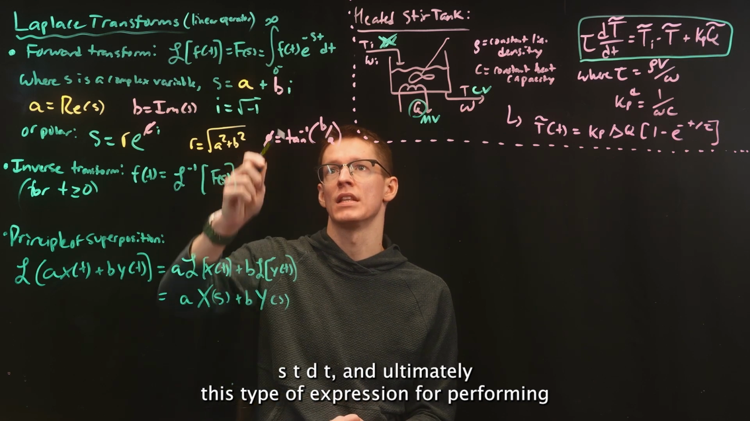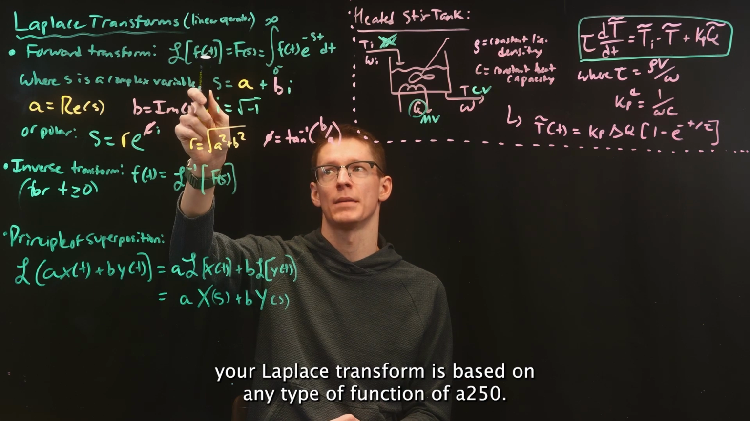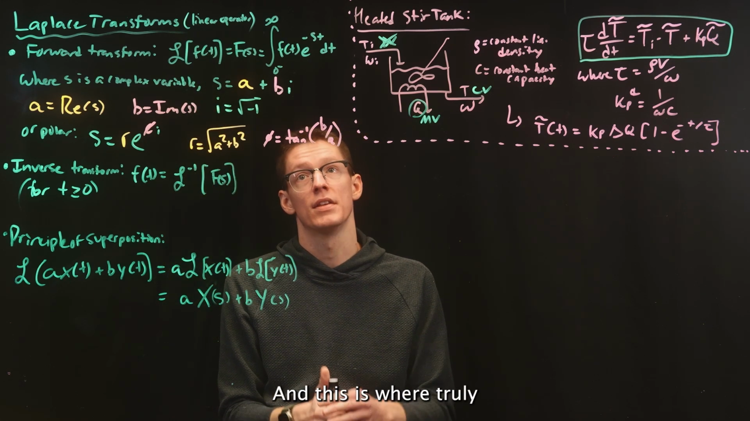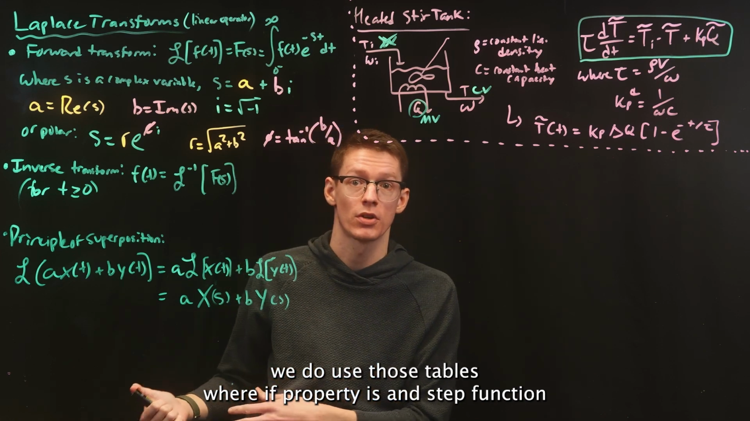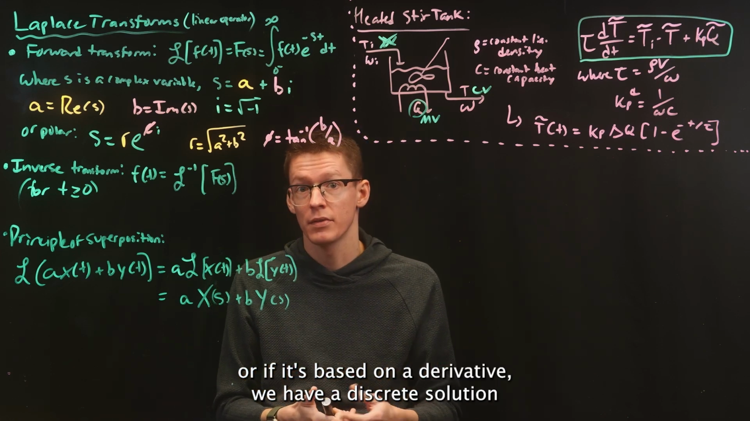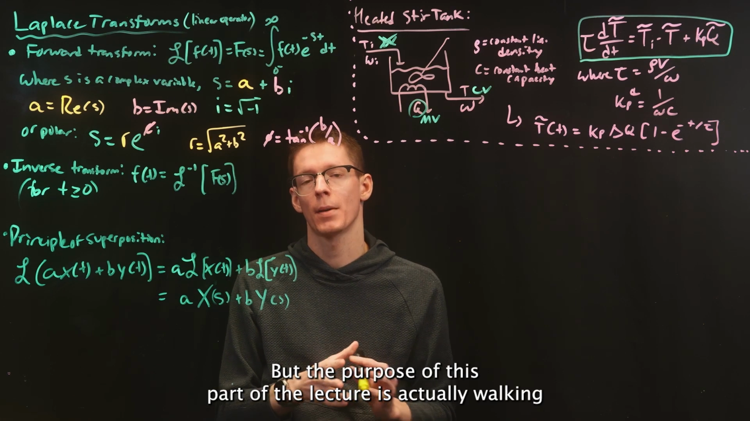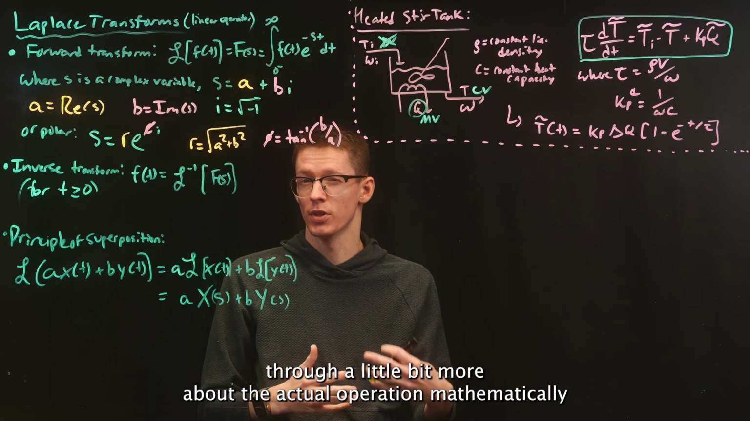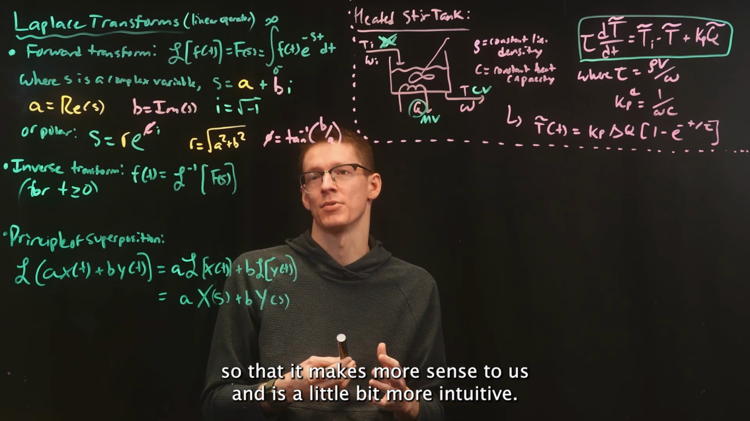Ultimately, this type of expression for performing your Laplace transform is based on any type of function of f of t. And this is where we do use those tables, where if f of t is a step function or if it's based on a derivative, we have a discrete solution that's already solved for us that we can use. But the purpose of this part of the lecture is to walk you through a little bit more about the actual operation mathematically so that it makes more sense and is a little bit more intuitive.